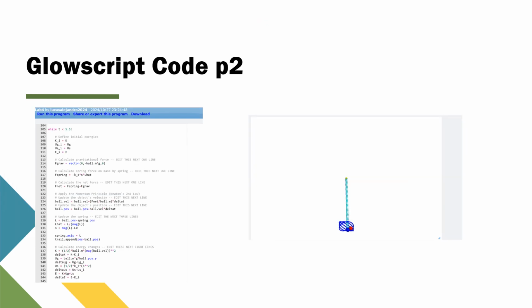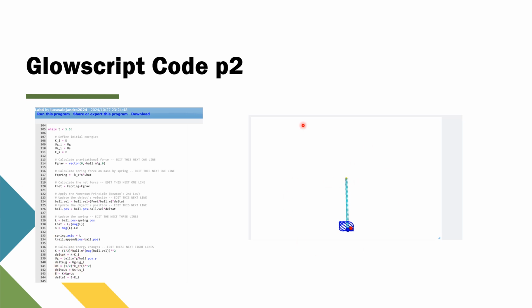So part 2 of the GlowScript code, we found the gravitational force, then the spring force, and then the net force, which is the spring force plus gravitational force. And then we here have the length of the spring and then the energies. It's similar to the last slide. Just finding the energies here.